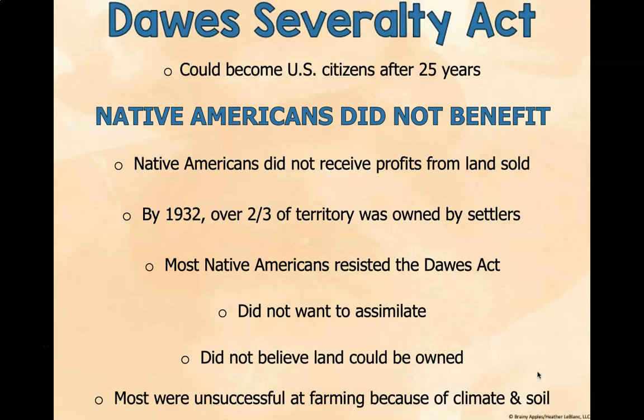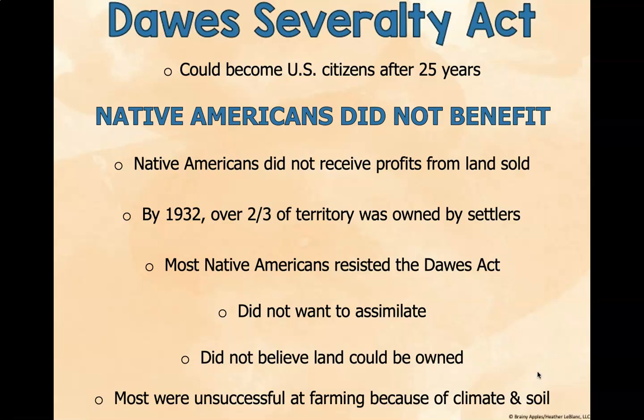So, under the Dawes Act, these Native Americans could become U.S. citizens after 25 years. Unfortunately, according to this act, the Native Americans did not benefit. They did not receive profits from the land sold. By 1932, over 2/3 of the territory was actually owned by settlers. So again, the American government went against their word.